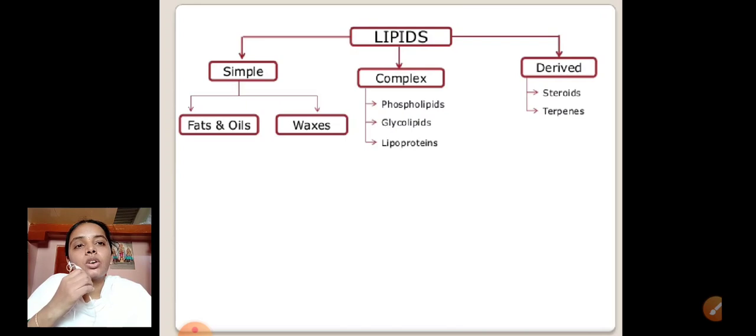Lipids are classified into simple, complex and derived. The simple lipids involve fats and oils, and waxes. The complex involve phospholipids, glycolipids and lipoproteins. Derived involve steroids and terpenes.